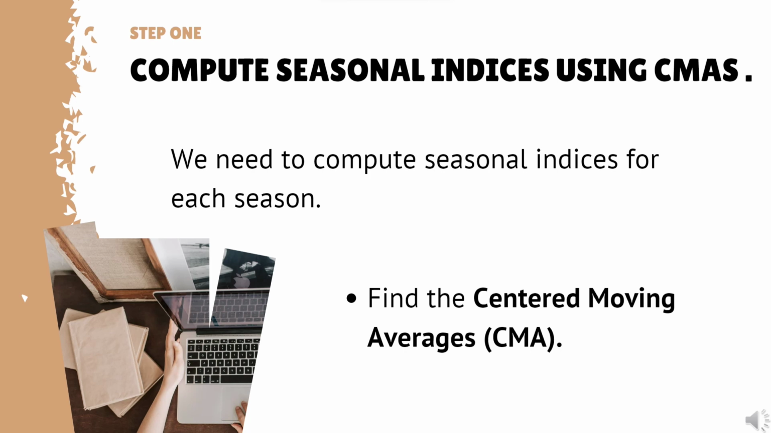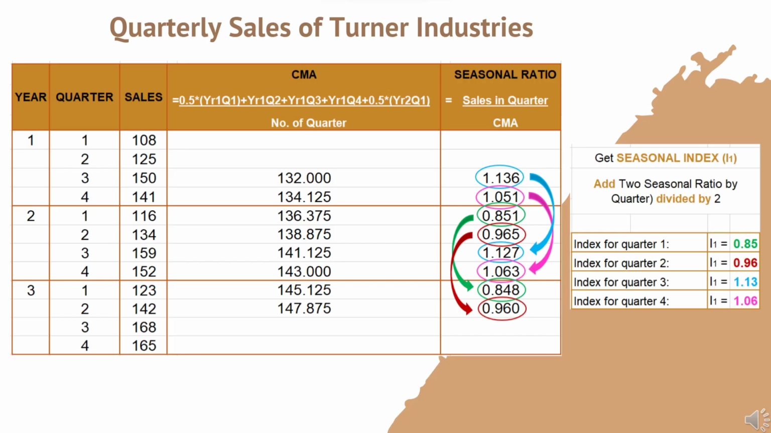In the decomposition method, the first thing we do is to find out what are those values in getting the CMA to get our seasonal index. I will not go deeper with this step since we already taught in our previous topic on how to get this. We will use the result of our seasonal index of each quarter, which are 0.85, 0.96, 1.13, and 1.06 for quarter 1 up to quarter 4 respectively.